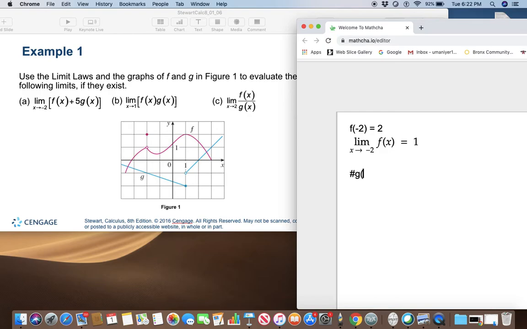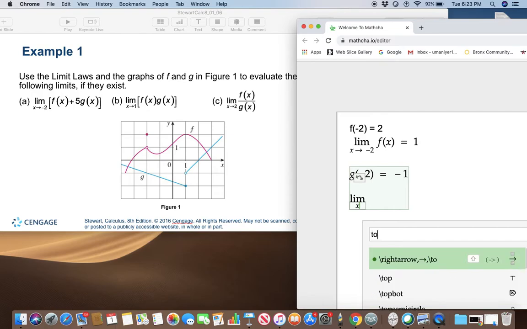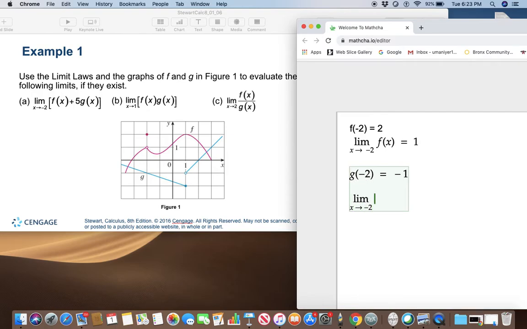G at -2, g gets you height -1. And what about the limit? Limit as x approaches -2 of g(x): what happens to the branch on the left and on the right? Well, they all approach -1, so that's okay. So what do we expect this limit to do?